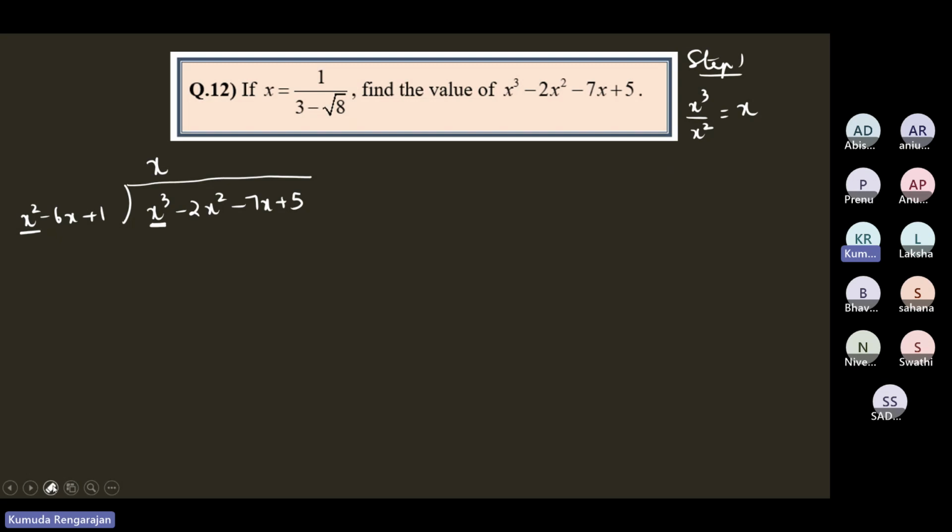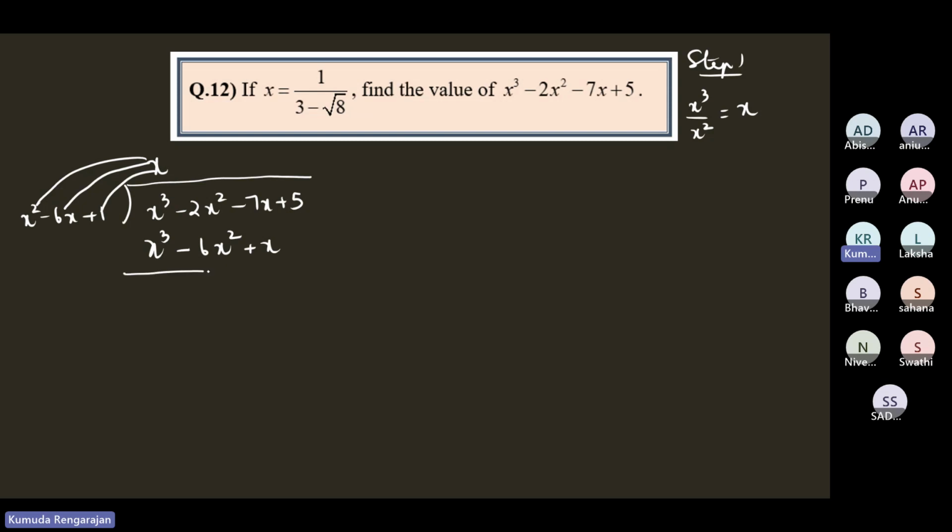The first step is to divide the first term of the dividend by the first term of the divisor, and we get x. That's the first term in the quotient. Now multiply x with all the terms in the divisor. So x into x square is x cubed. Then x into minus 6x is minus 6x squared, x into 1 is plus x.